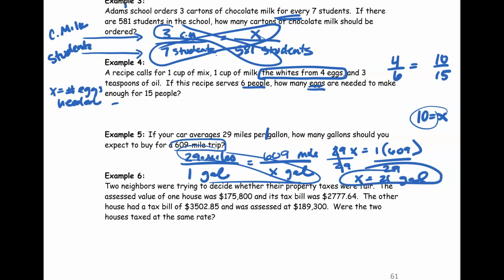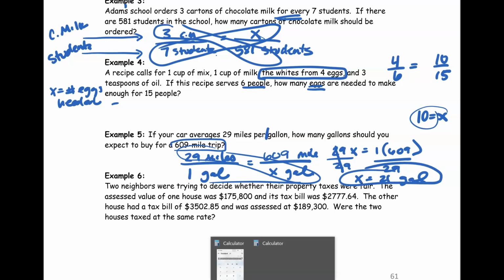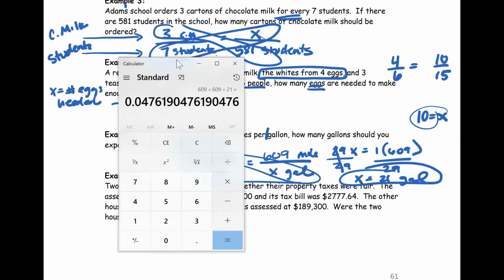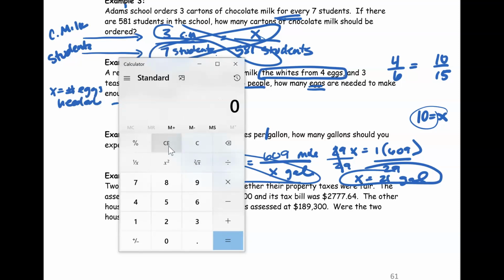And then we can do the same thing. So 29 divided by 1 is 29. And then you can take your calculator and do 609 divided by 21. And we're left with, did too many, that doesn't make sense. 609, one more time.